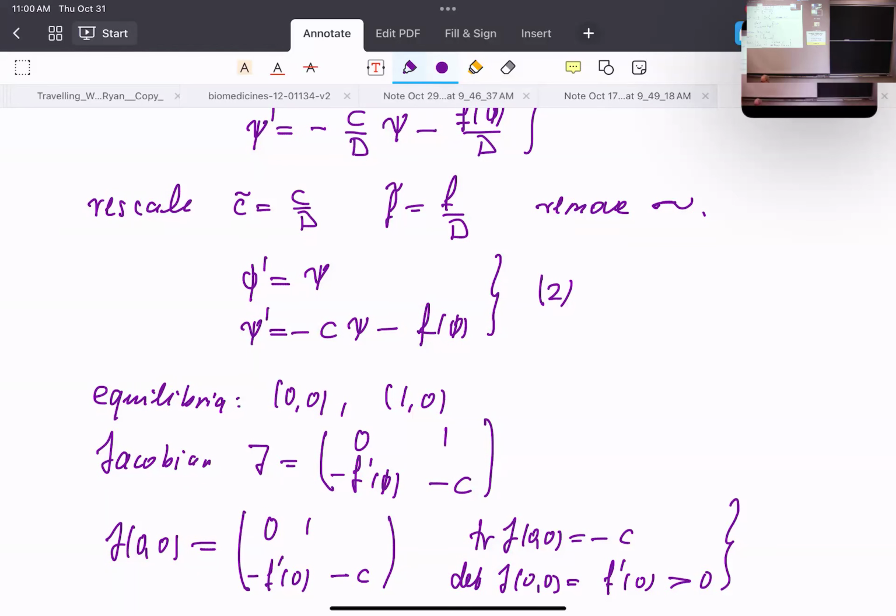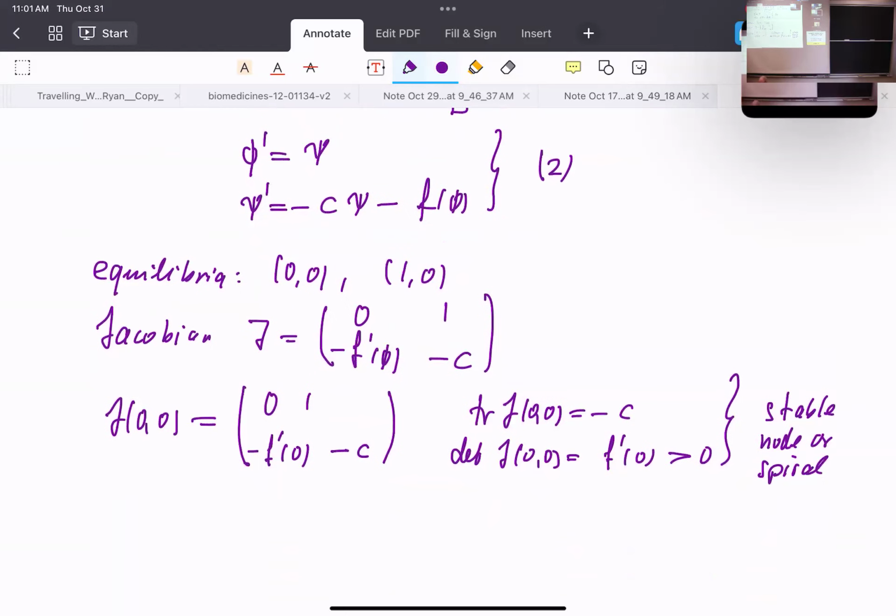It could be a node or it could be a spiral. This depends on the relative size of these terms. It's stable, node, or spiral. And to understand if it's a node or a spiral, we do need to look at the eigenvalues. And so we can compute them.